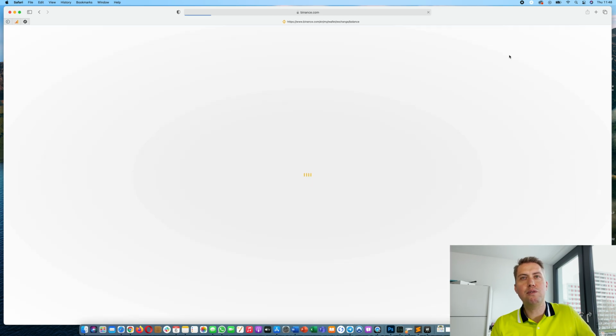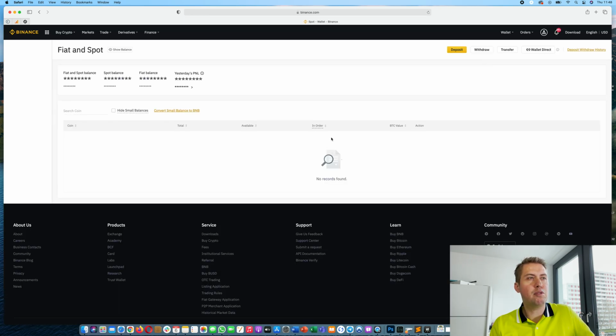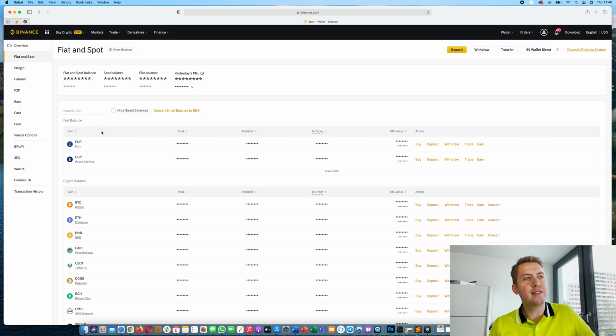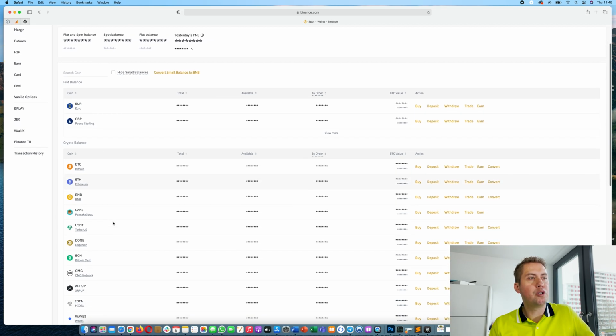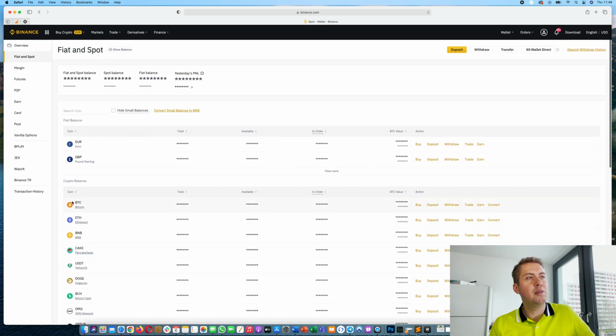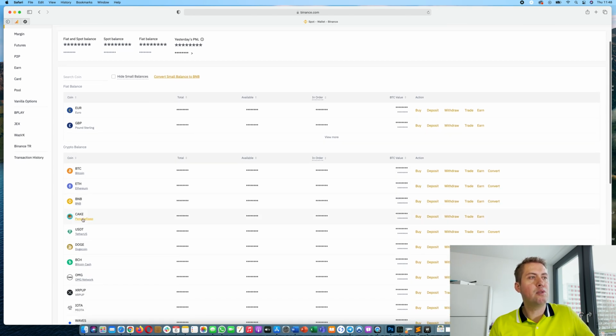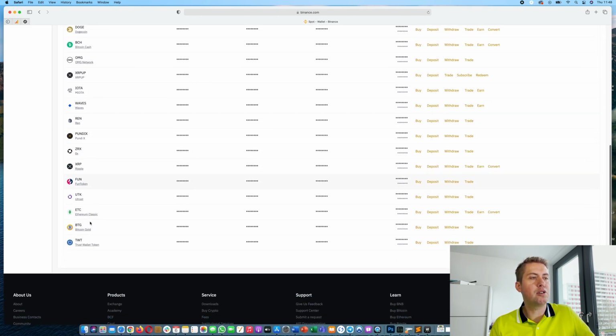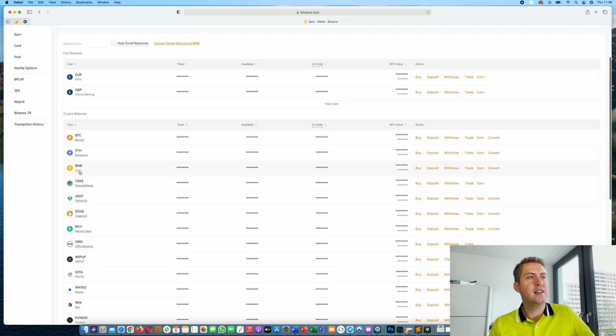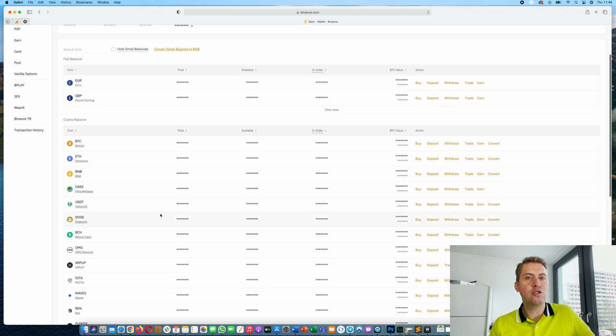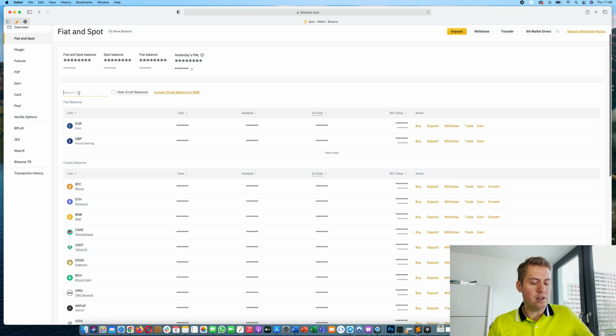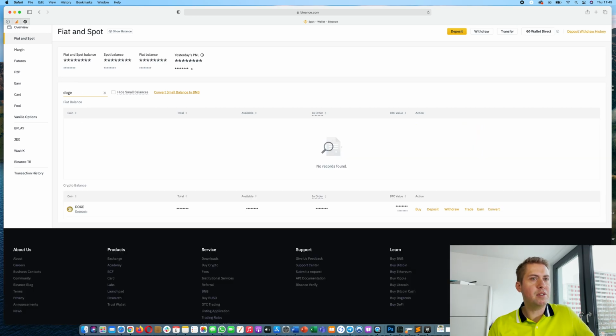And in order to do that, we just go back to our Fiat and Spot wallet. Spot basically means all your cryptocurrencies. So you have a Bitcoin spot wallet there, and Ethereum wallet, and basically all the cryptocurrencies that are traded on Binance. And then you can see there's Dogecoin here. You can also search for Dogecoin, for example. And then you can click trade here.